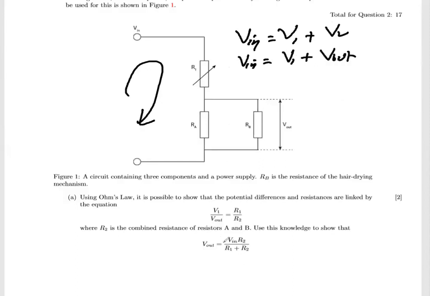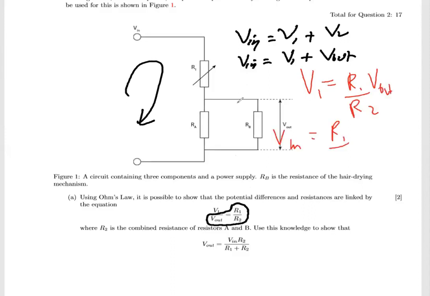Okay, now let's do this. Then we do V1 equals... I'll use this: V1 is equal to V out times R1 divided by R2. Let's try this. V in is equal to V out, so V in equals R1 over R2. Yes, it will work out.